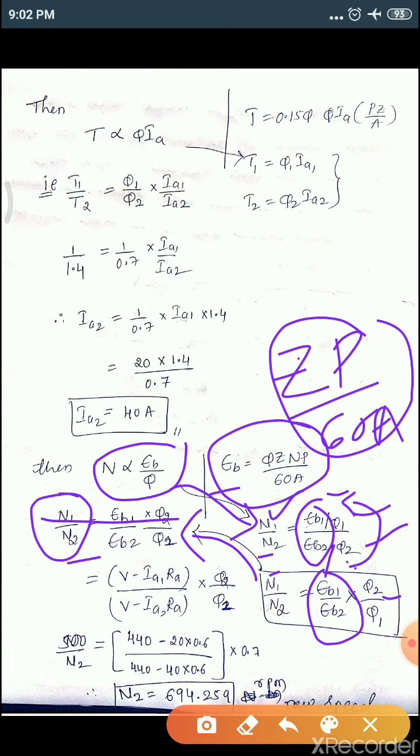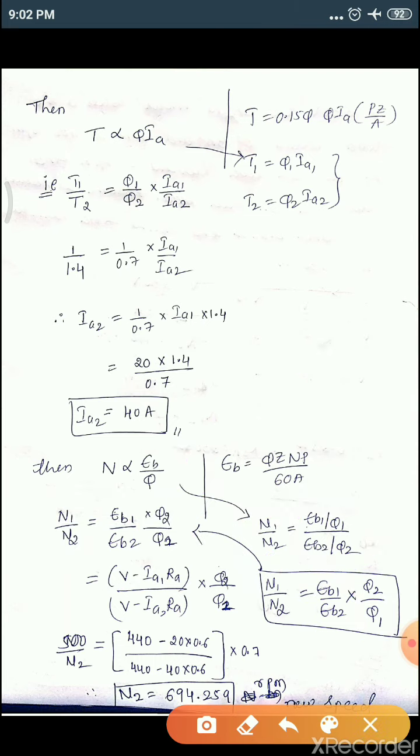Eb1 can be written as V minus Ia1 Ra. This is the back EMF formula for a DC shunt motor. So Eb1 is V minus Ia1 Ra, and Eb2 is V minus Ia2 Ra. Ra remains the same, and the supply voltage also remains the same, into phi 2 by phi 1, which you write as it is.